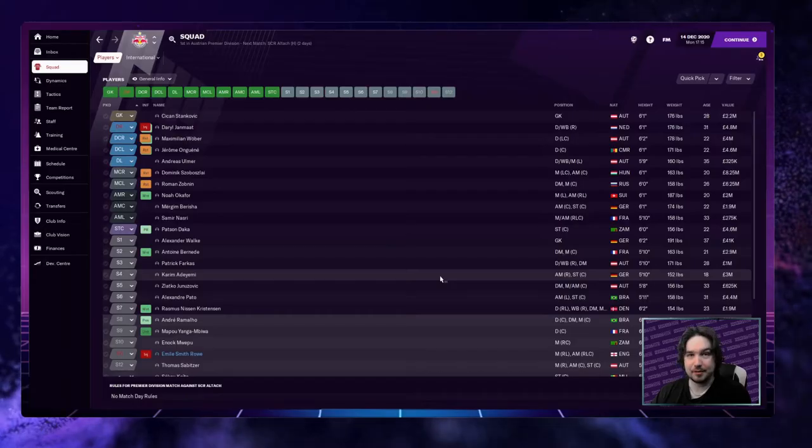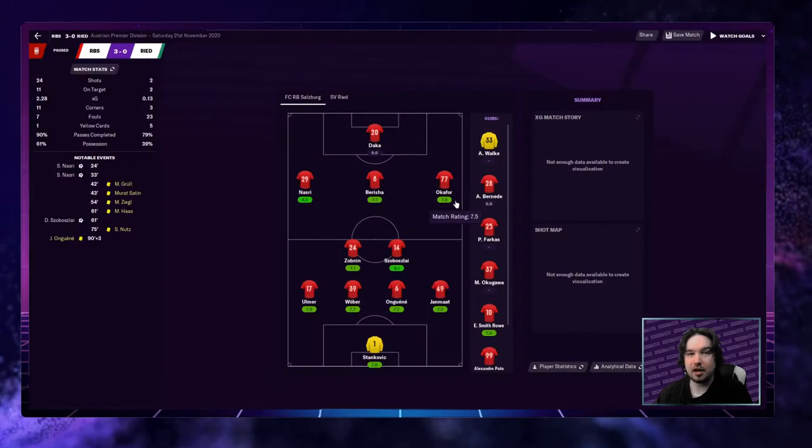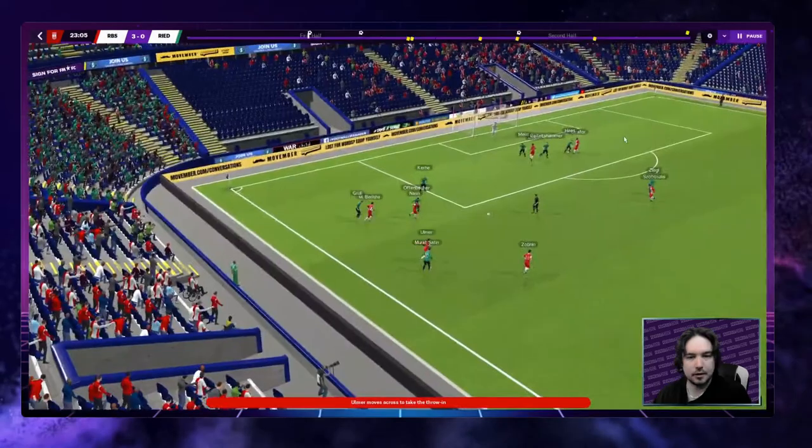So, without further delay, let's take a look at the fixtures for episode 2. We played 4 league games and 3 Champions League games. Our first game was against SV Ried, where we recorded a comfortable 3-0 victory with goals coming from Sami Nasri and Dominik Szoboszlai. Let's take a look at the goals.